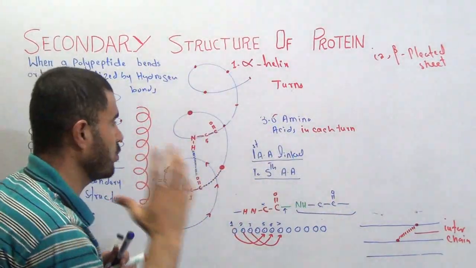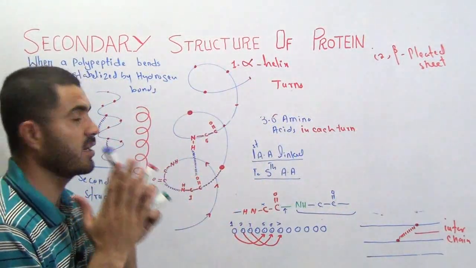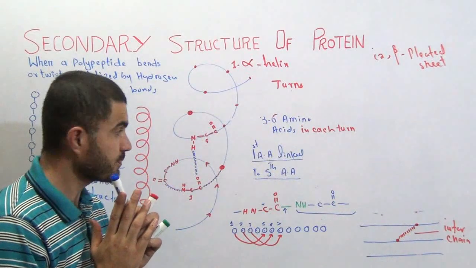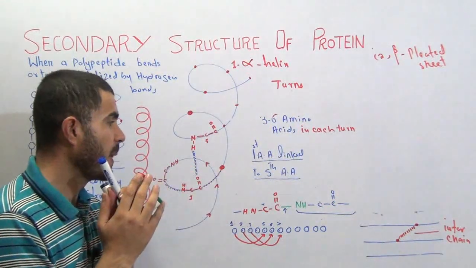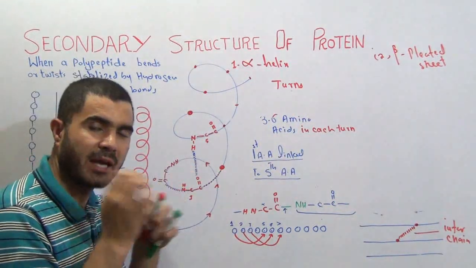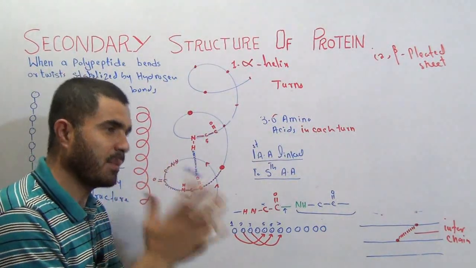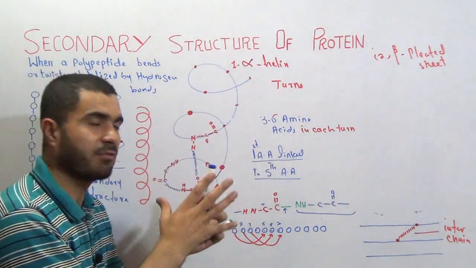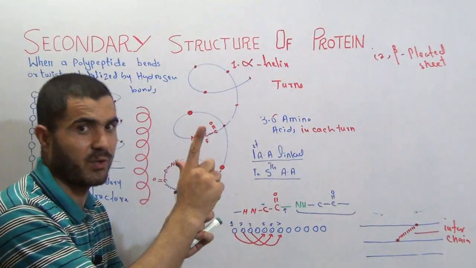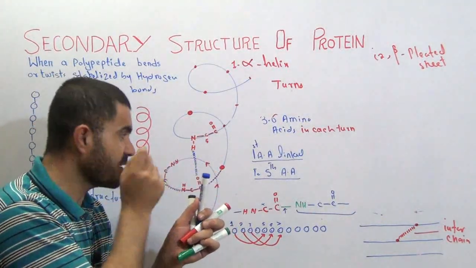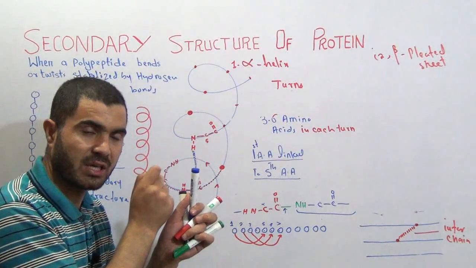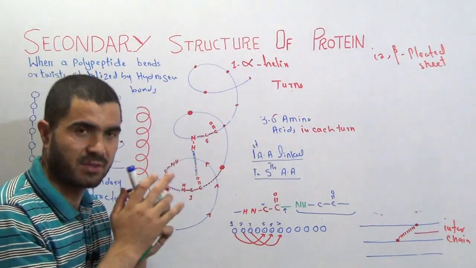So this is the lovely secondary structure of protein, and this is how the hydrogen bonds are there. And one thing I would like to tell you is that this structure is stabilized by hydrogen bonds. There are some naughty amino acids which, if present in that alpha structure, will disrupt that structure.